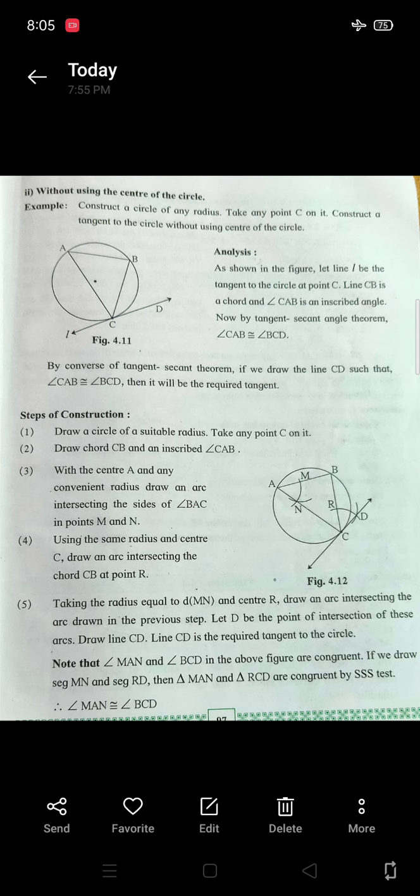The same arc you have to draw by taking C as a center. After that, take the MN distance in a compass from M to N, and the same you have to draw from R to D. Same you have to mark the D point, and then you have to construct the line which is passing through C and D, and this is it without using the center of a circle. Center of circle we are not using here. Without using the center of circle, in this way you have to construct the tangent to the circle.